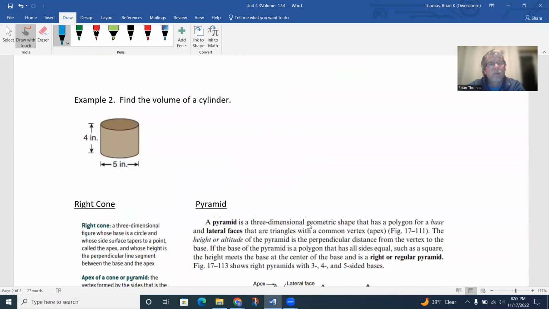So if I want to find the volume of a cylinder, again, we call this a right circular prism. So the volume is going to be base area times the height. But notice how the base is actually a circle. So we can modify this to pi r squared times the height. So we can just make this one formula.